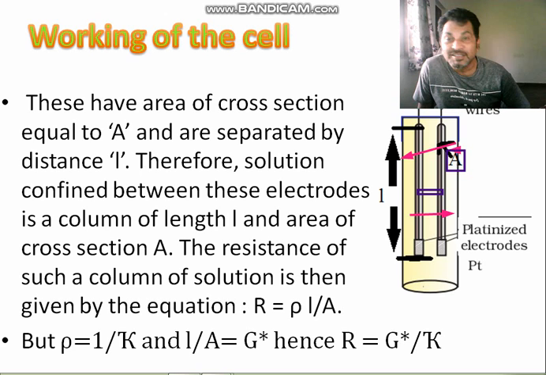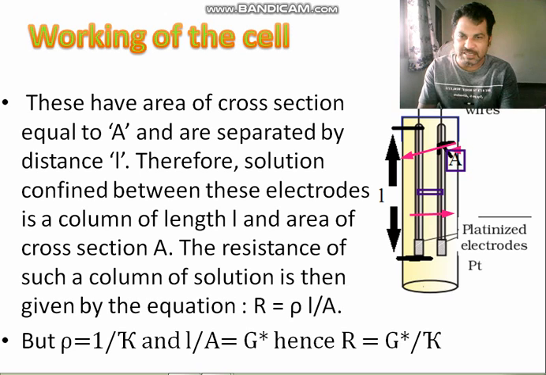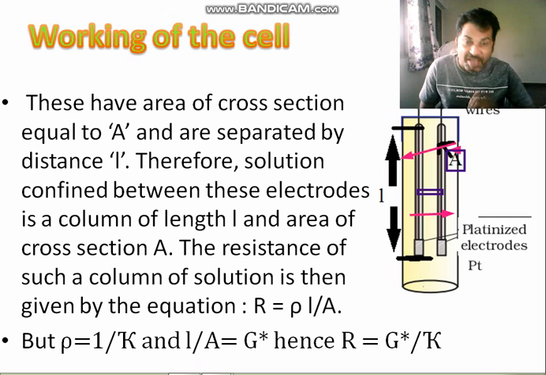Welcome back, dear students. So here we were talking about the working of the cell. In the working of the cell, A is the cross-sectional area of the cell and L is the length between these two electrodes. In the previous video we have seen that R is equal to rho L by A, and R is directly proportional to length and inversely to area.